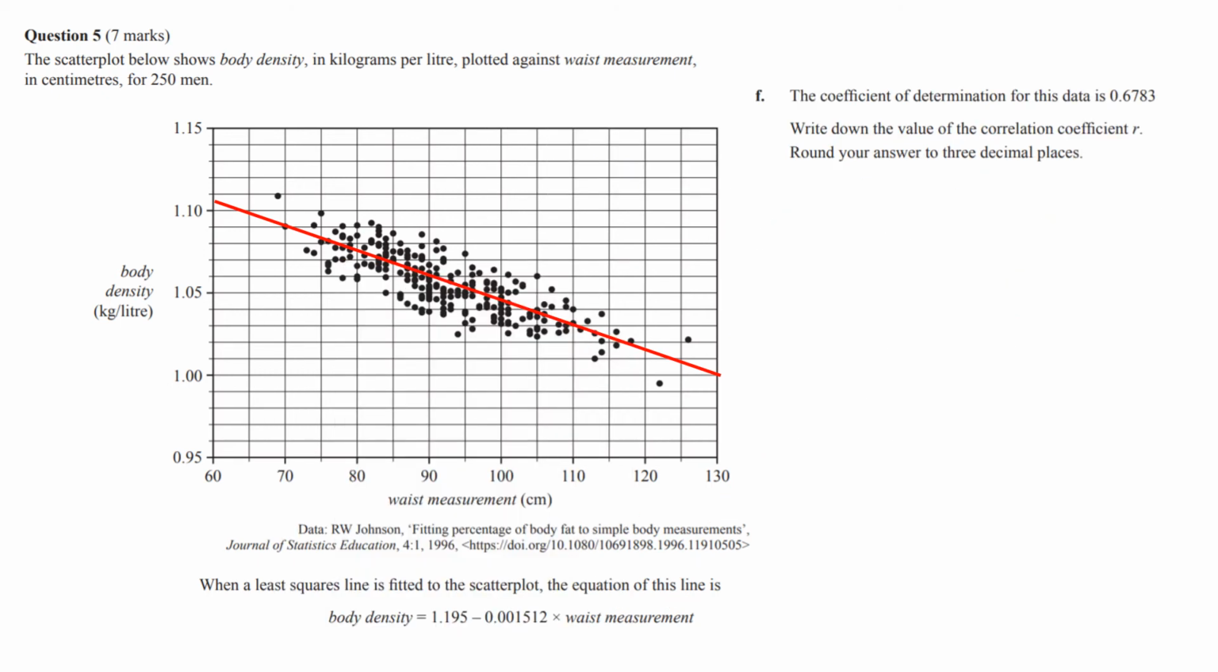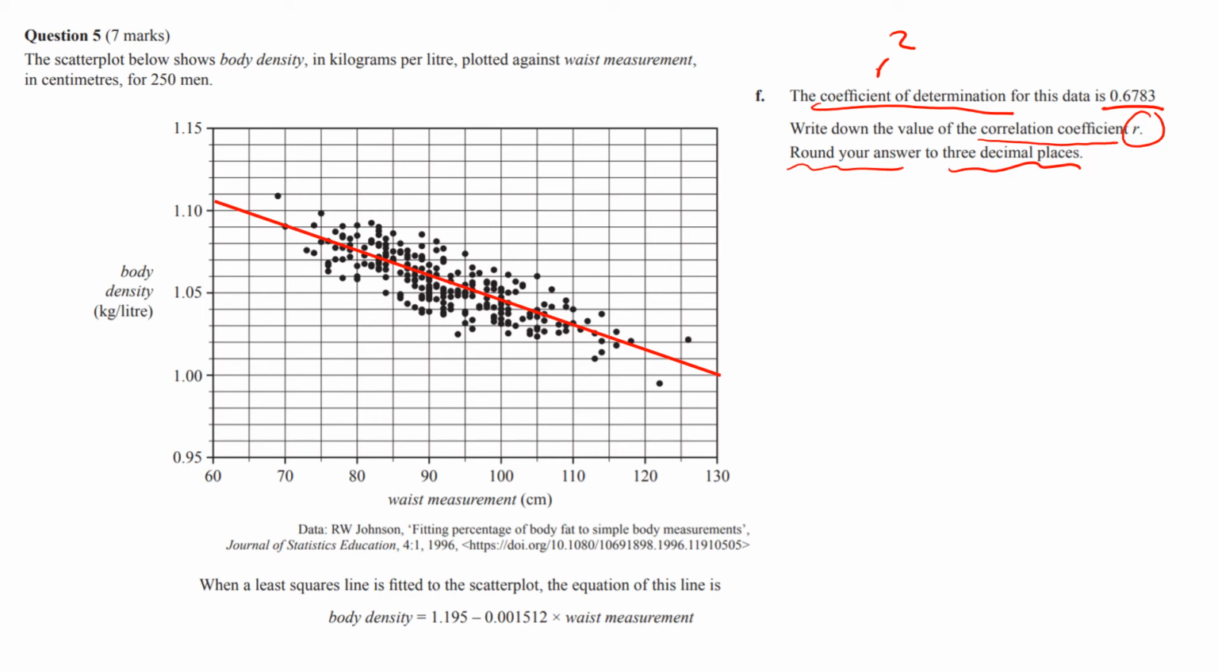Right, well, this question just keeps on going, doesn't it? So the coefficient of determination, that is r squared, is this number, 0.6783. Now we need the correlation coefficient, they've given it as r, so you can tell that there's not going to be confusing r and r squared. And you need to round your answer to 3 decimal places. Don't be that person who can't round.